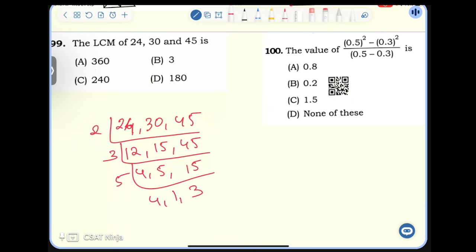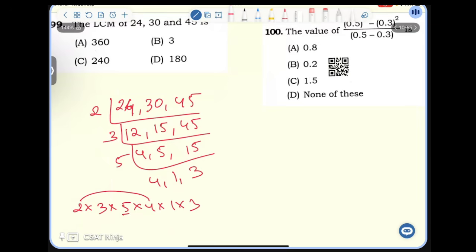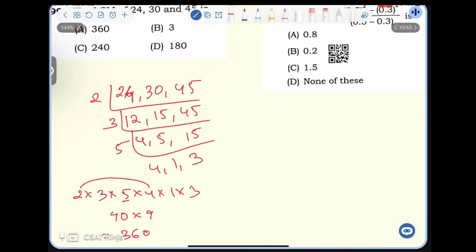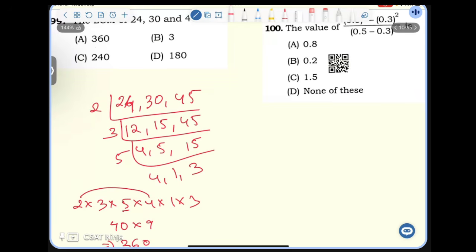Whenever you're finding LCM, you just multiply all the factors: 2 into 3 into 5 into 4 into 1 into 3. So I'll multiply this way. 4 into 2 is 8, 8 into 5 is 40, 3 into 3 is 9, and 40 into 9 is 360. So the answer here is 360.